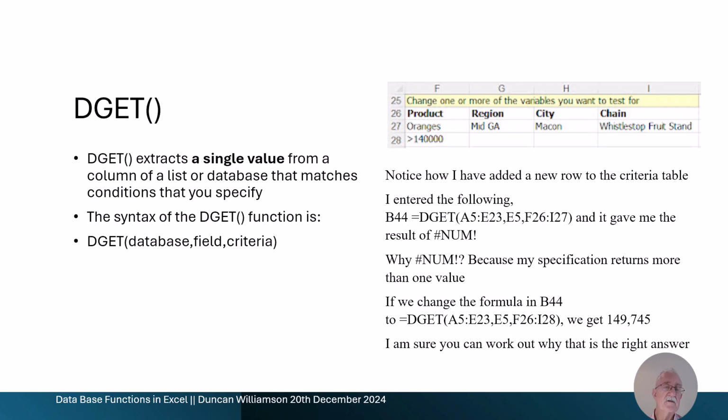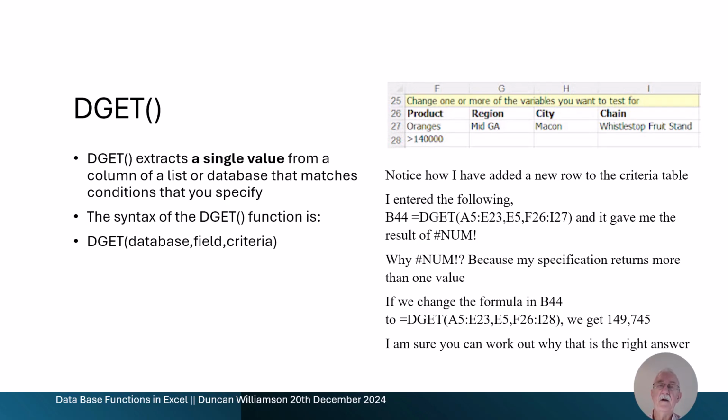The DGET function is a bit different because it extracts a single value from a column of a list or database that matches conditions that you specify. The syntax of the DGET function is database, field, criteria. Aha, database, range, field, criteria.